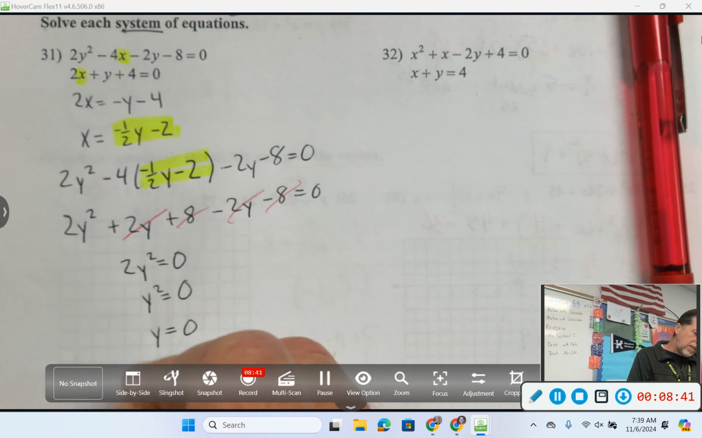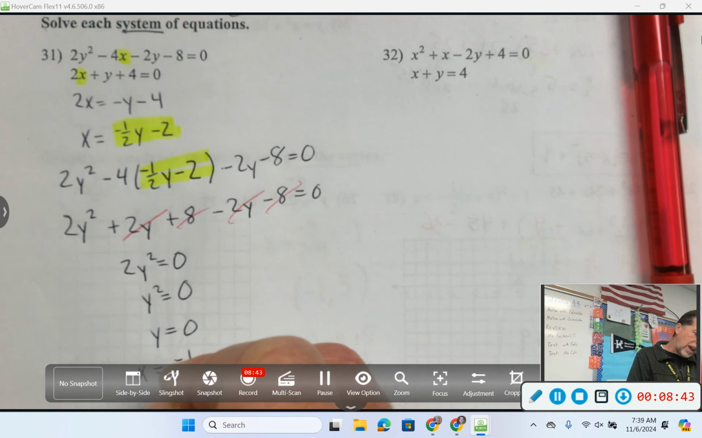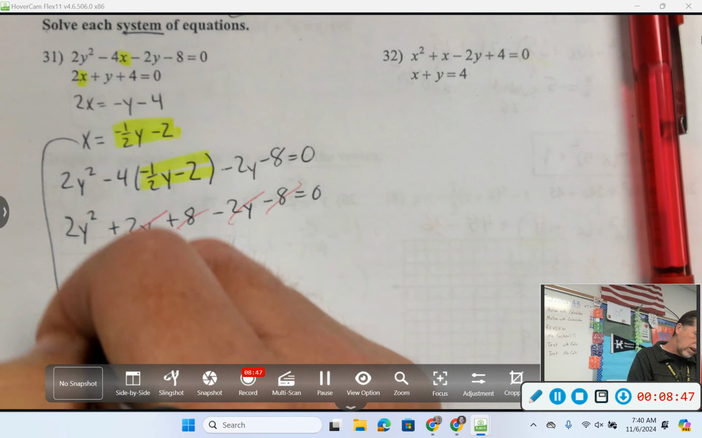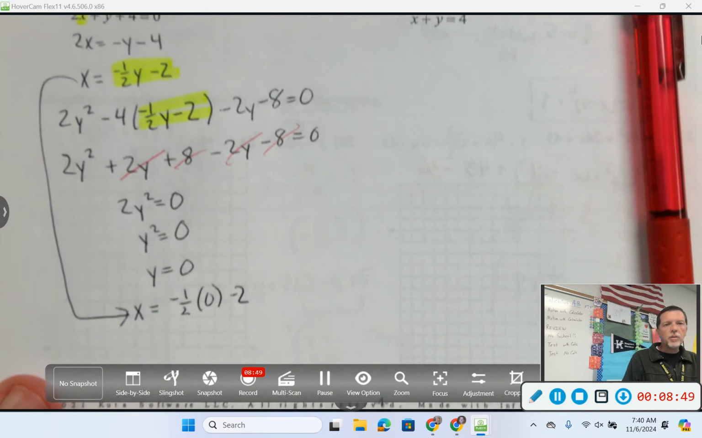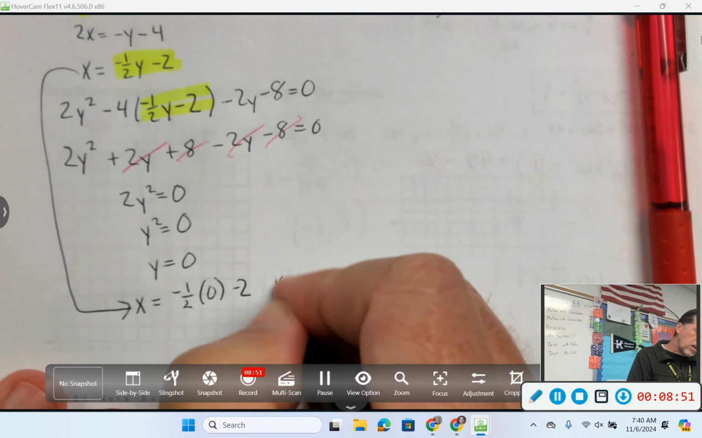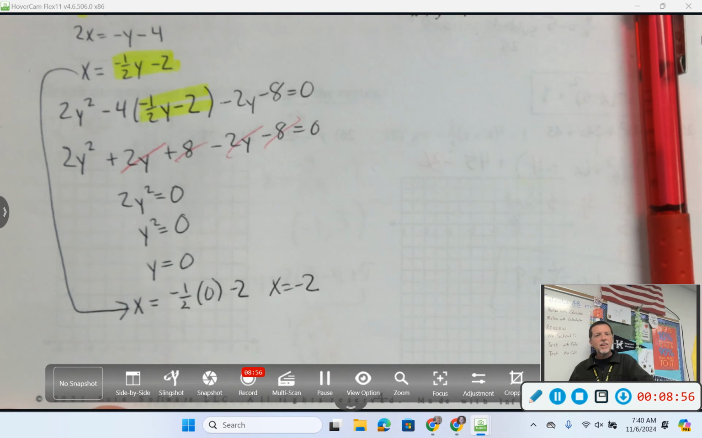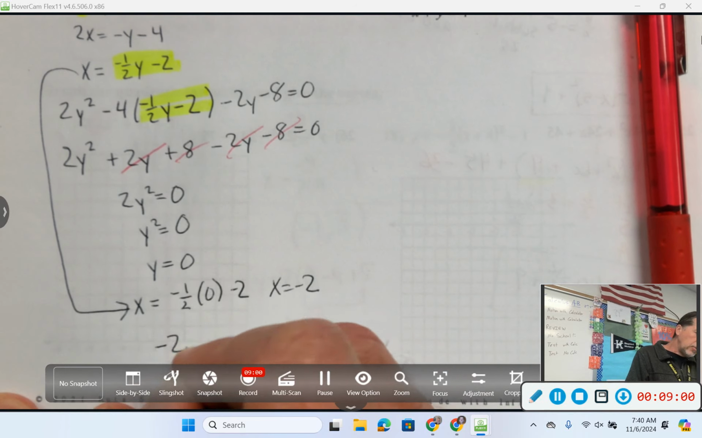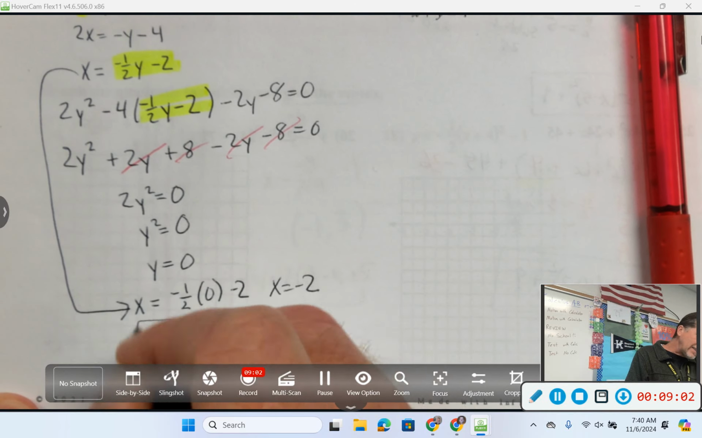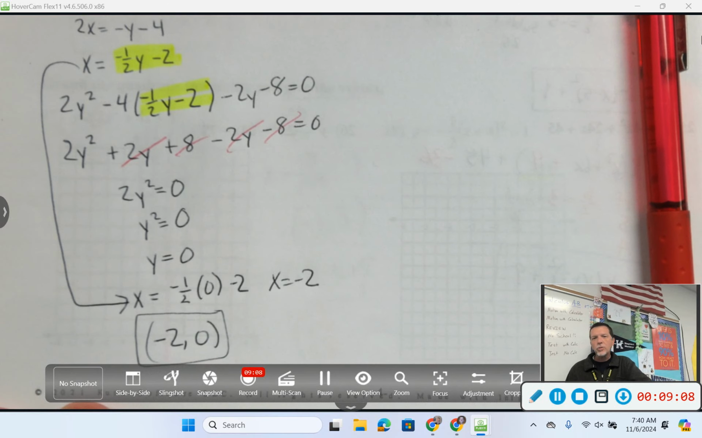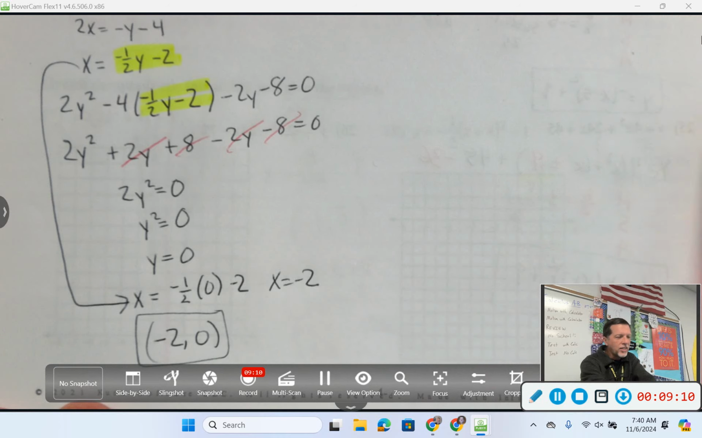So that means x equals negative 1/2 times 0 minus 2, which means x is negative 2. But I don't like that as an answer yet. Negative 2, 0. Let's write them as an ordered pair. This one, you'd be okay, I guess, because there's only one answer. It's when you get 2 x's and 2 y's that you really need to write them as an ordered pair so that I know which x goes with which y.